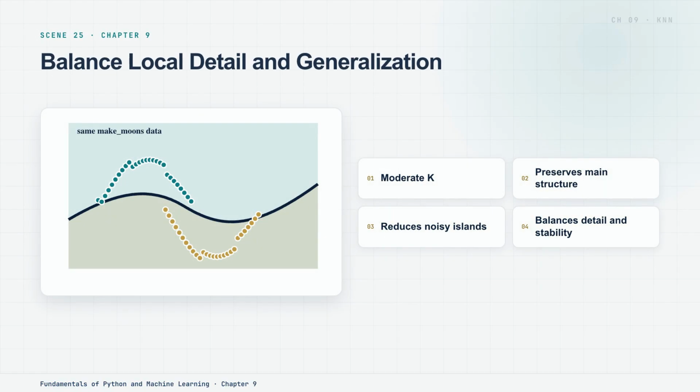A moderate value of k can balance local detail with stability. It may preserve the main class structure while reducing sensitivity to individual noisy points. The goal is not to create the smoothest possible boundary or the most detailed boundary. The goal is to find a value that performs consistently on unseen observations. Cross-validation helps estimate that performance across multiple data partitions.